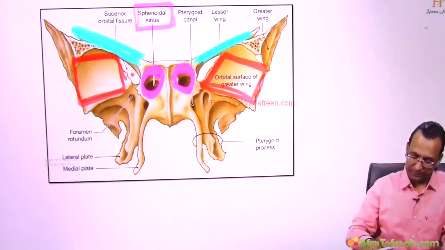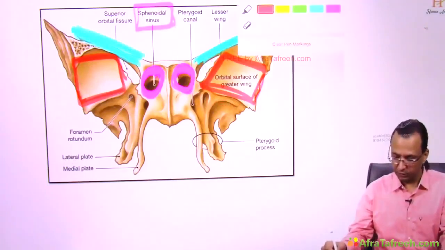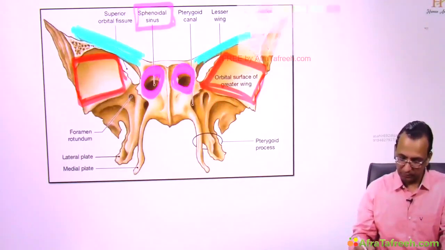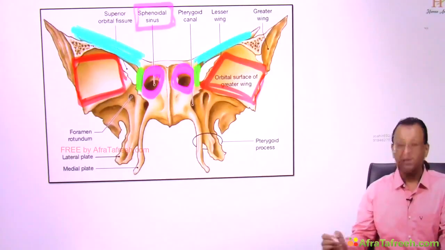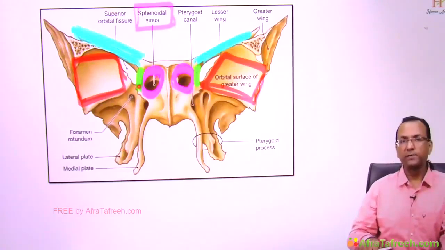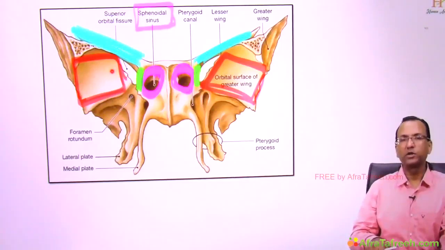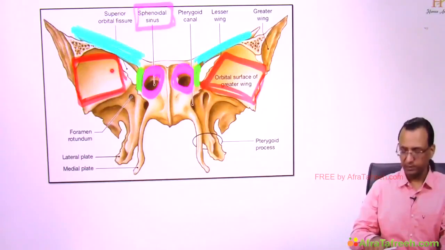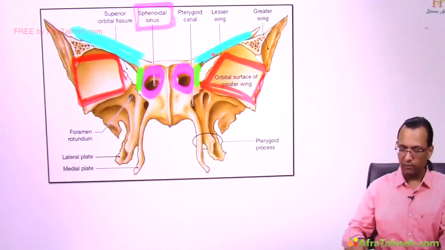Then you remember the body of the sphenoid. The body of the sphenoid is the medial wall of the orbit. So the sphenoid bone has 3 contributions to the orbit. The body of sphenoid is the medial wall, the roof is the lesser wing of sphenoid, and the lateral wall is the greater wing of sphenoid. What are the other bones contributing to the orbit? That we'll discuss later. Just remember this.